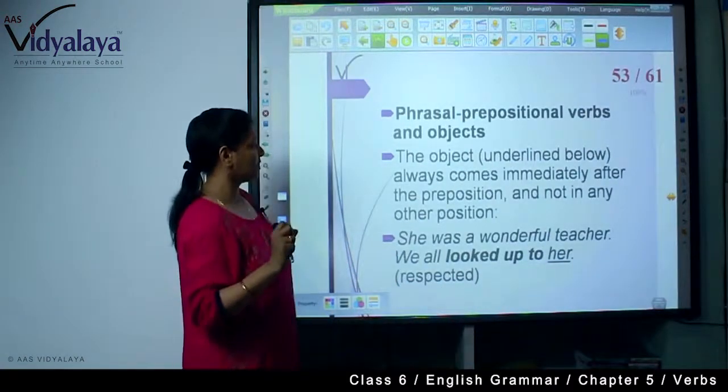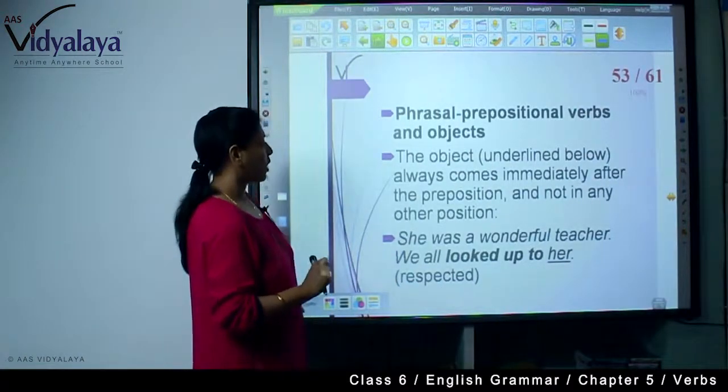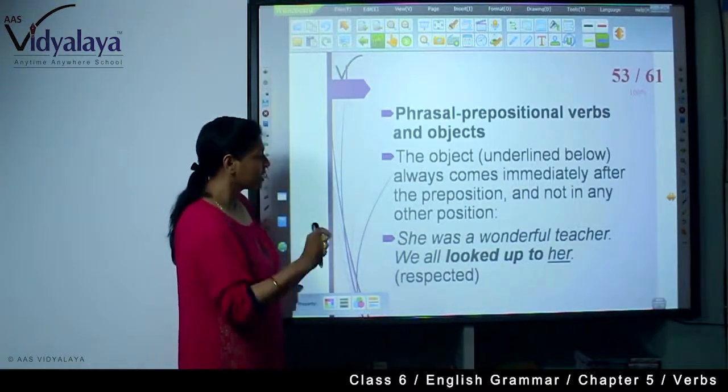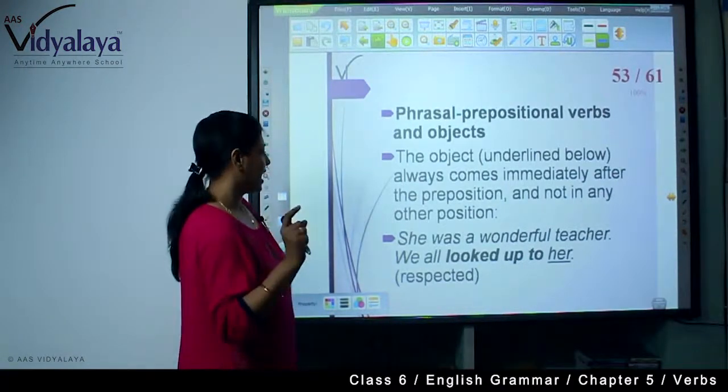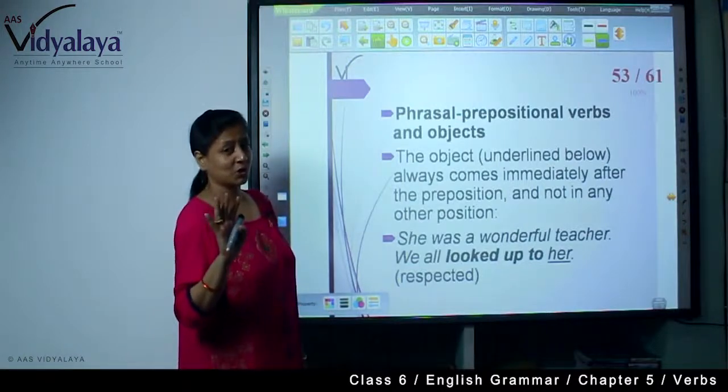Now phrasal prepositional verbs and objects. The object always comes immediately after the preposition and not in any other position.